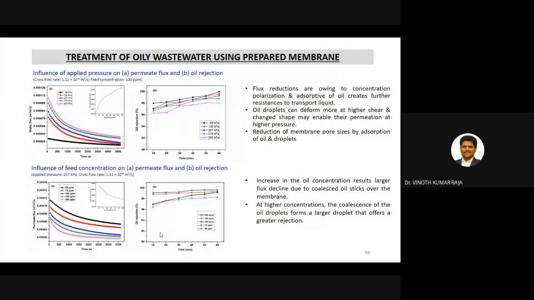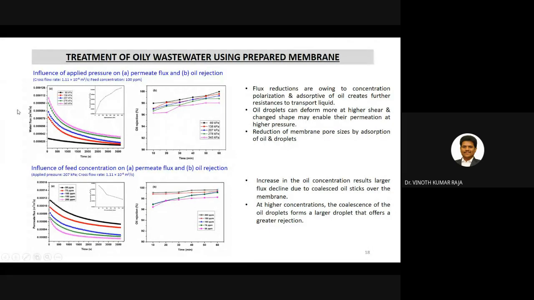We have conducted the performance study of the prepared membrane in synthetically prepared oily wastewater. The elaborated novel tubular ceramic membrane was applied for this purpose. The applied pressure, feed oil concentration, and cross flow rate are the important variables in the treatment process that will affect it in terms of permeate flux and rejection. Therefore, we investigated the effect of these parameters as a function of time.